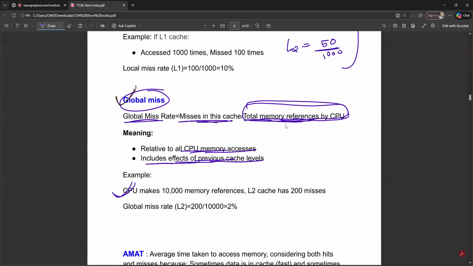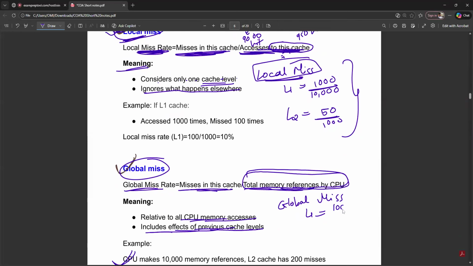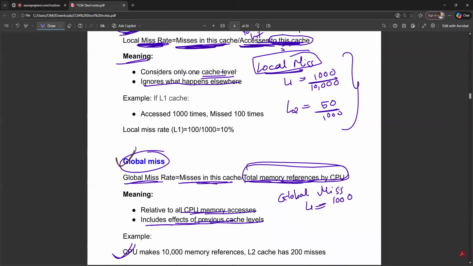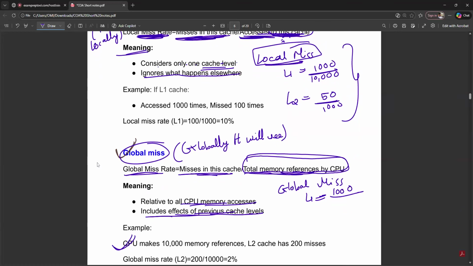So if I calculate the global miss of L1, how many misses in the L1 case? 1000 misses, divided by the total memory references. Globally it will see, and here it will see locally. It will see each thing locally, but here it will see each thing globally.